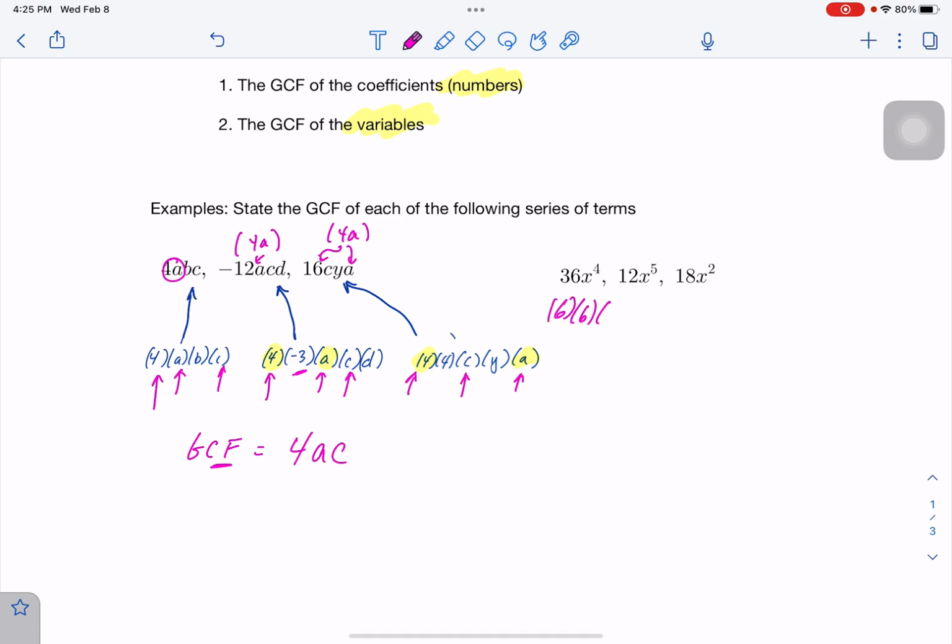And how many X's do I have? Well, I have 1, 2, 3, 4 X's in that one. What about the 12? Does it have a 6 in it? It does. It's 6 times 2. And how many X's? Oh my goodness, there's 5 X's. This can go on forever. 1, 2, 3, 4, 5 X's. And what about the 18? Does it have a 6 in it? It does. It's 6 times 3. And how many X's? Only 2, because it's X squared, right?